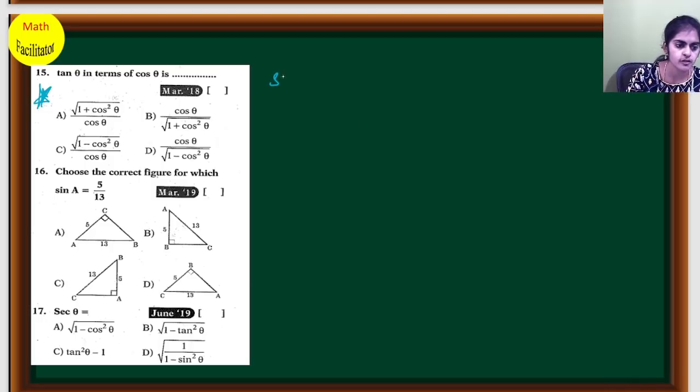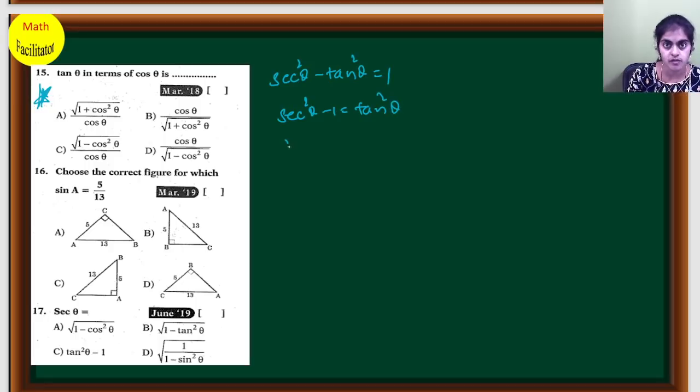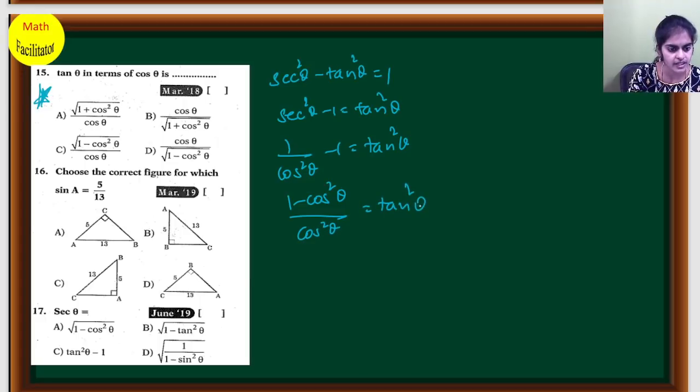So what will you use? You will use secant square theta minus tan square theta identity. Okay, so tan in terms of cos I want. So you'll write secant square theta minus 1 is tan square theta. And in terms of cos, so 1 by cos square theta minus 1 is tan square theta. Now take LCM, 1 minus cos square theta divided by cos square theta will be equal to tan square theta. Now take the root, you will get your tan theta value. Tan theta value will be this. Okay, do it by yourself again.